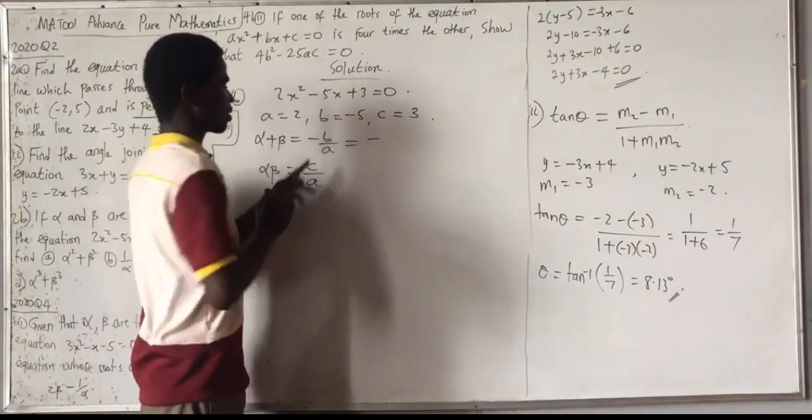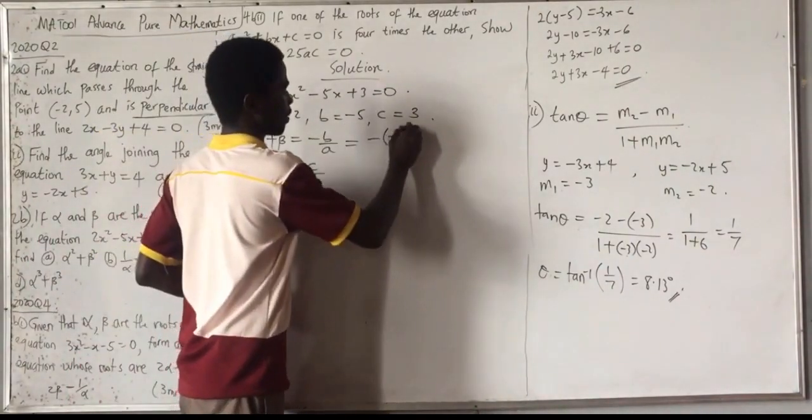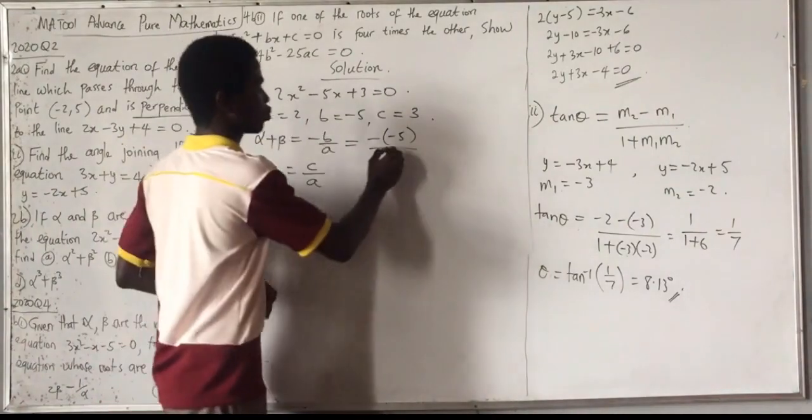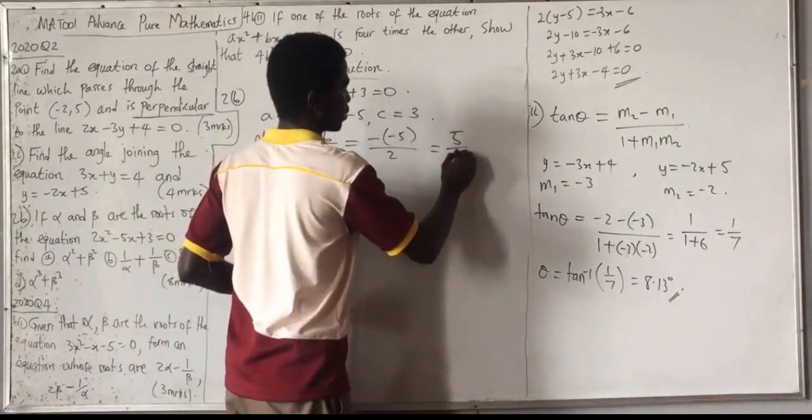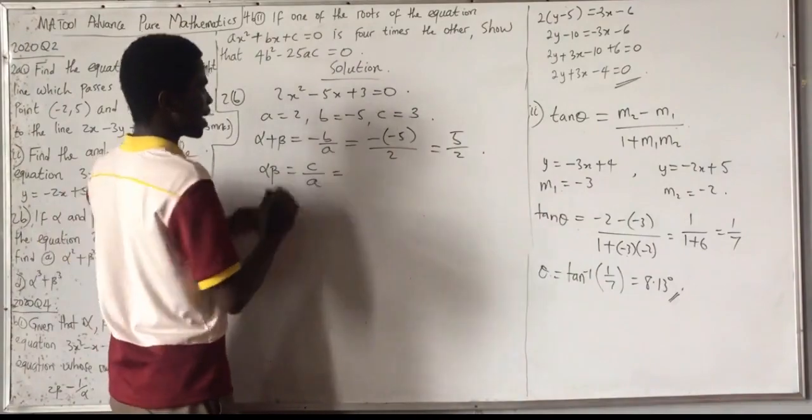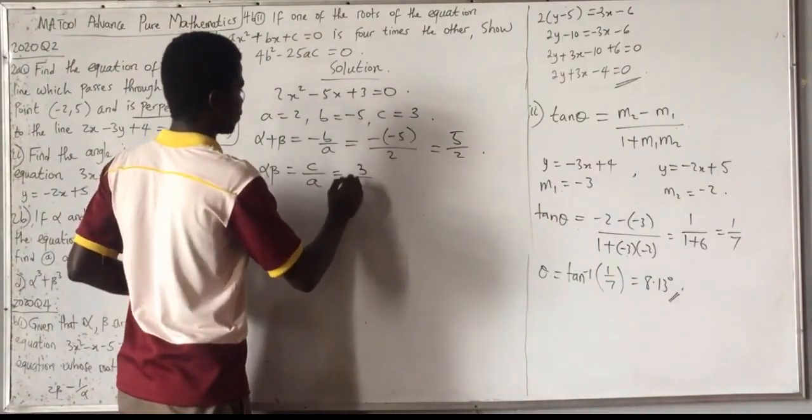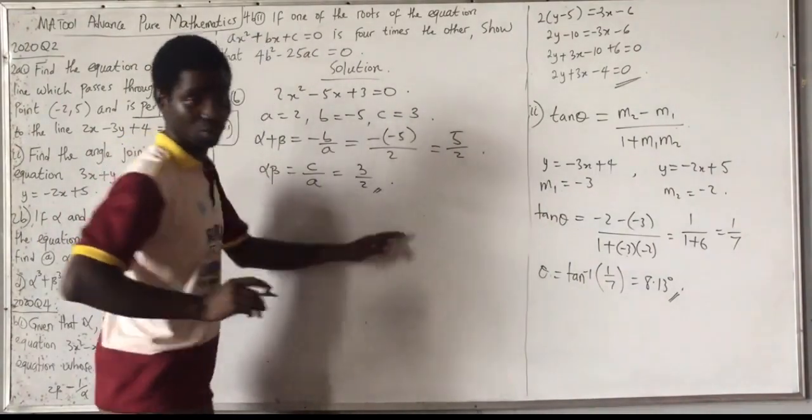So this is minus, b is what? Minus 5 over a is 2. So this is 5 over 2. And c over a is 3 over 2. You need to first know this one.